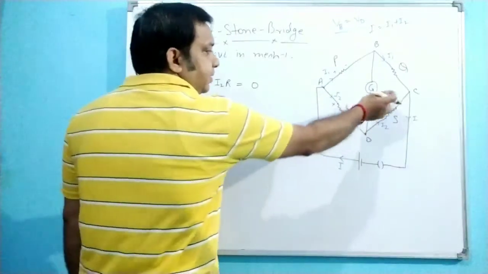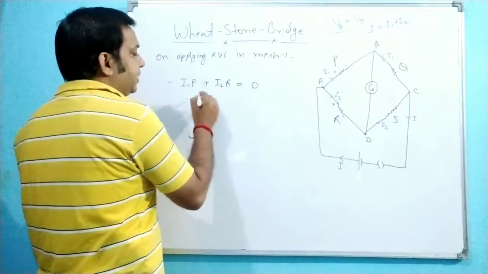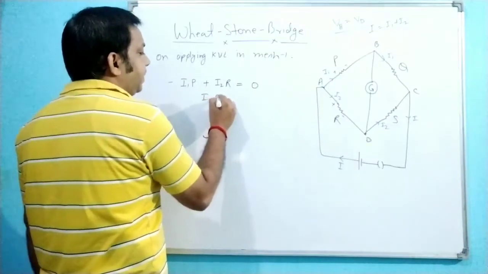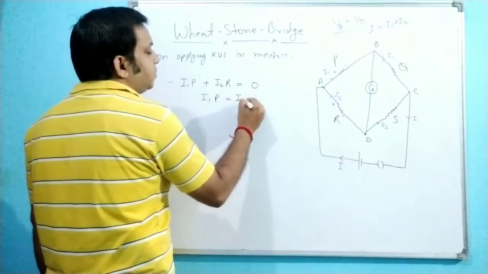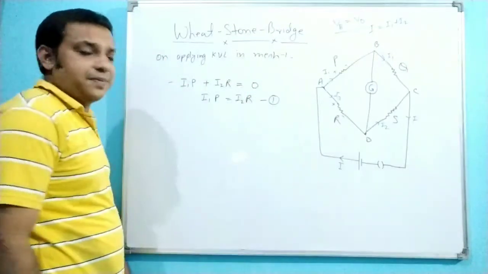And in the end, if you see here, I1P is equal to I2R, so I can write this one, I1P is equal to I2R. Equation number 1, just divide by the minus and take the I2R that side.